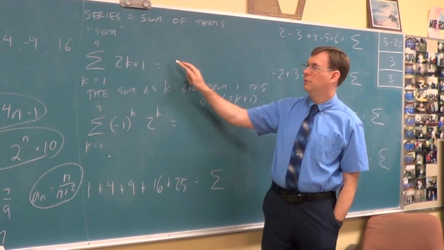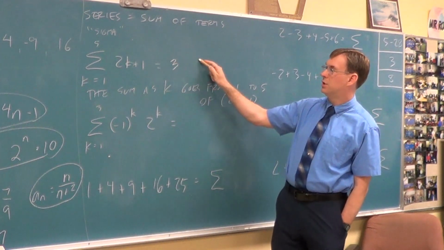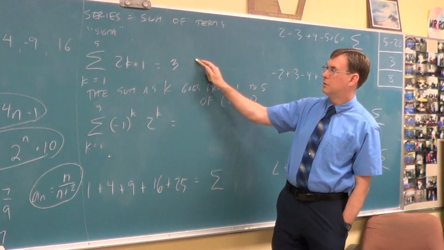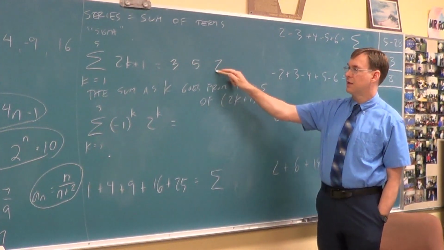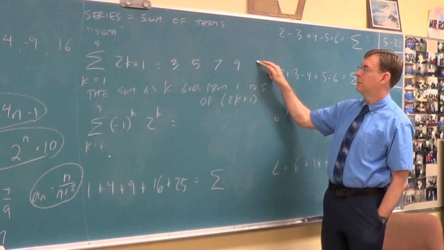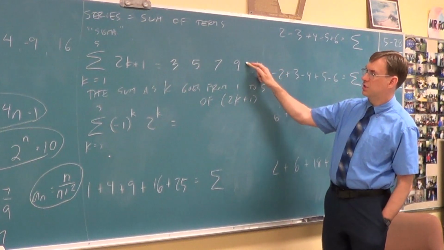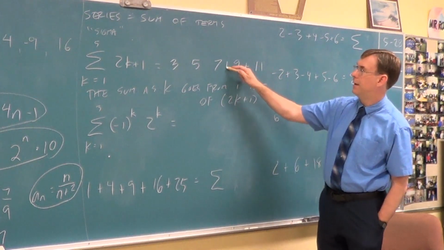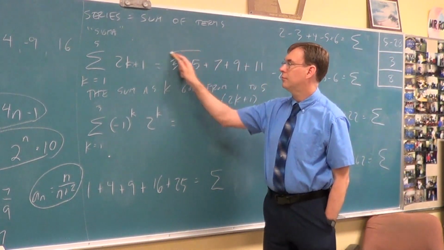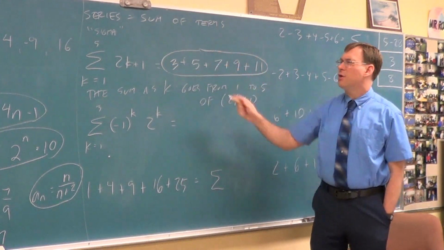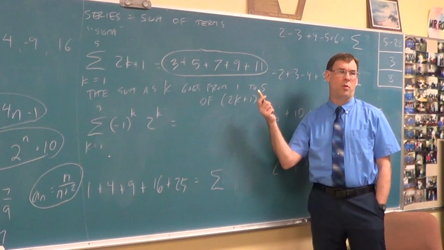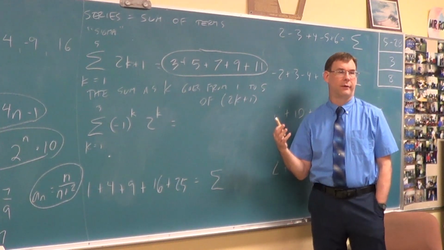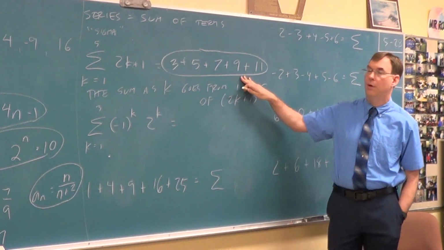So plug in 1, you get 3. 2 gets you 5, 3 gets you 7, 9, 11, and just add. Likelihood is they just want the adding problem. If you look in the back of the book and they added them up, well, guess what? Just add them up. Be okay. Question about that?